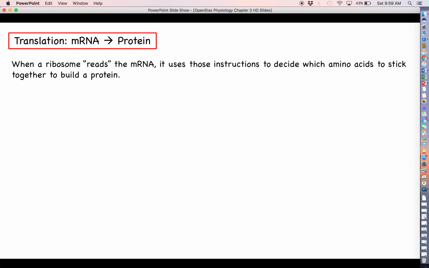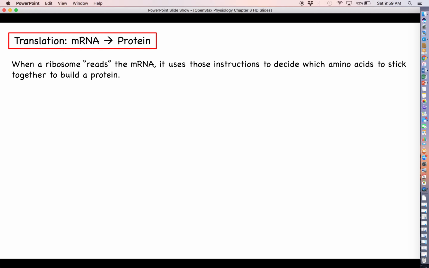building the right protein. So when a ribosome is reading the messenger RNA, what the messenger RNA really contains instructions for is which amino acids we are using and in which order we put them together. So basically the ribosome contains the enzymatic activity we need to form peptide bonds between amino acids.